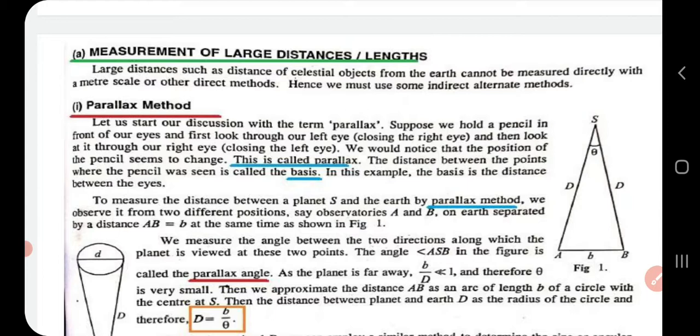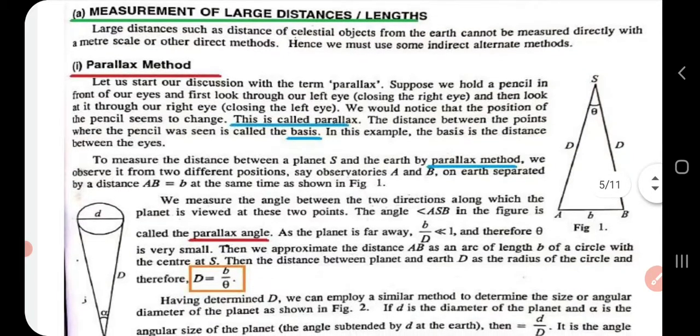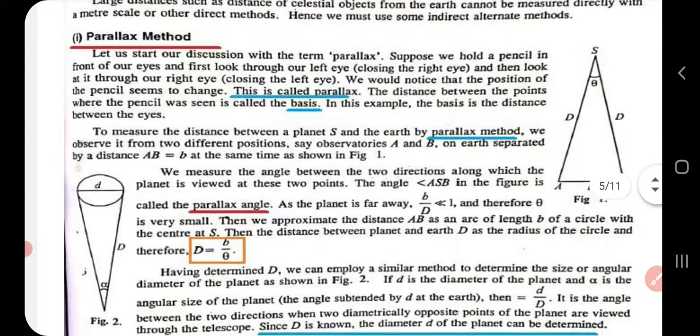Suppose that you are holding a pencil in front of your eye and you are looking at that pencil through your left eye by closing the right eye, and then just do the reverse. That is, you see the pencil through your right eye and close the left eye. Then what you notice is that the position of this pencil seems to change. That is called parallax. I think all of you have noticed this phenomenon, parallax. Now the distance between the points where the pencil was seen is called the basis. In our case, the basis is nothing but the distance between the eyes.